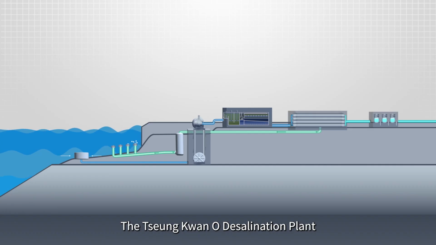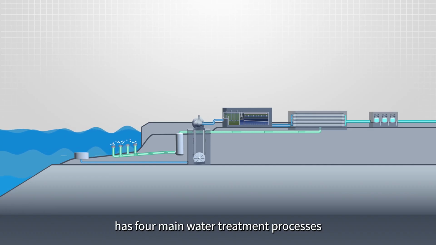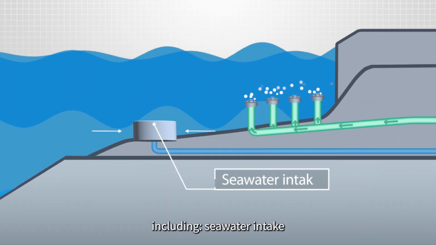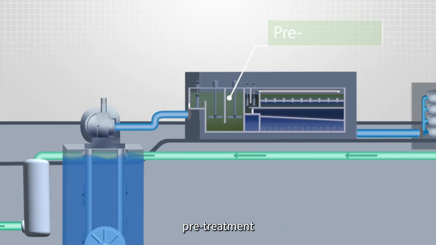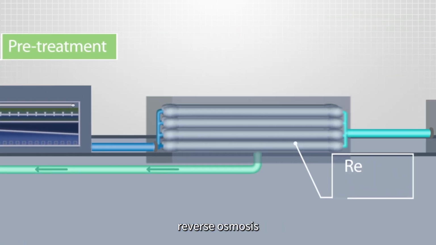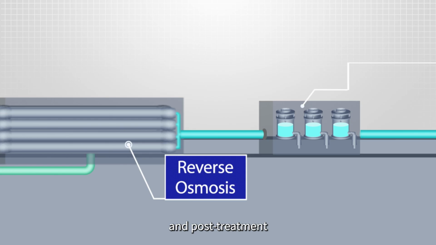The Tseung Kwan desalination plant has 4 main water treatment processes, including seawater intake, pre-treatment, reverse osmosis, and post-treatment.